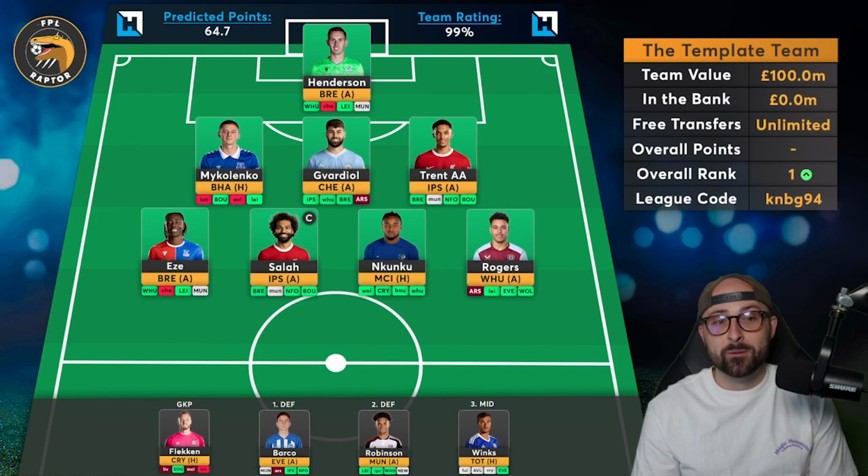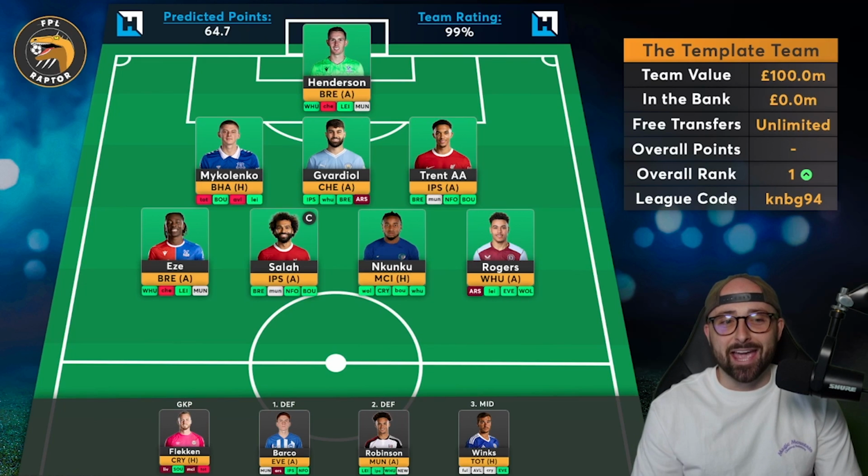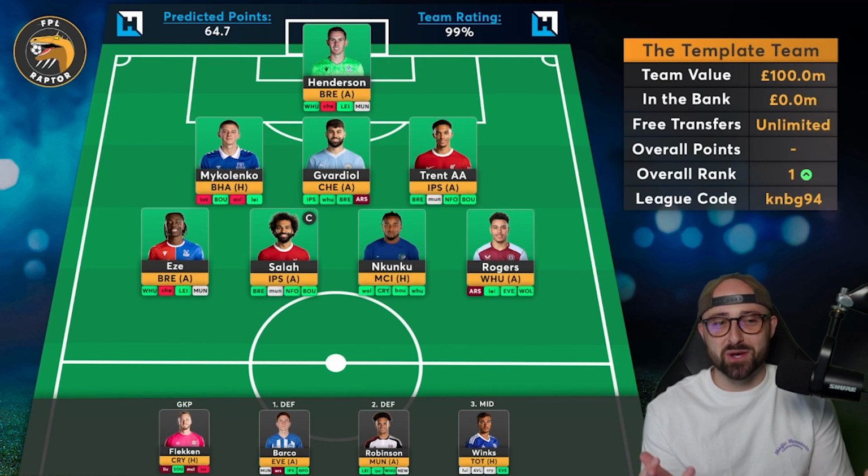And then in Nkunku, I mean, Palmer is nowhere to be seen, not even close to getting in the top 10 most highly owned midfielders. It's because Nkunku has just looked really good during pre-season. He feels like a way to cover the Chelsea attack. So if you get it wrong and Palmer smashes it, you'd expect Nkunku to do fairly well too, and he's £4 million cheaper. So yeah, I do understand why the three of those are so highly owned.